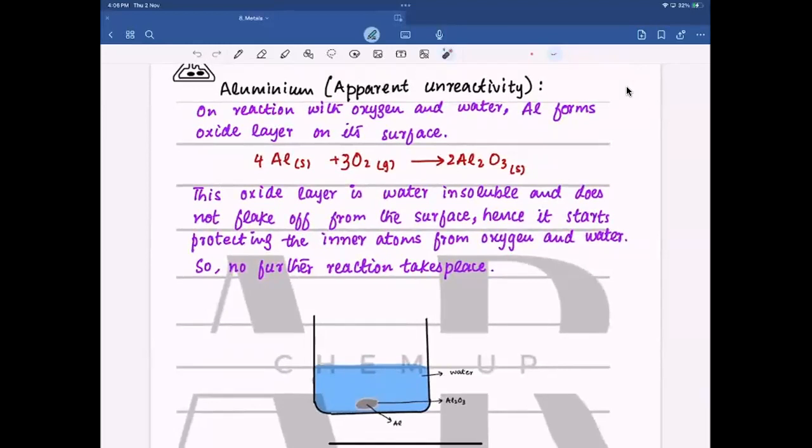So in the last class, we ended with how to prevent rusting of iron and the methods to prevent rusting. Now we have aluminium's apparent unreactivity.